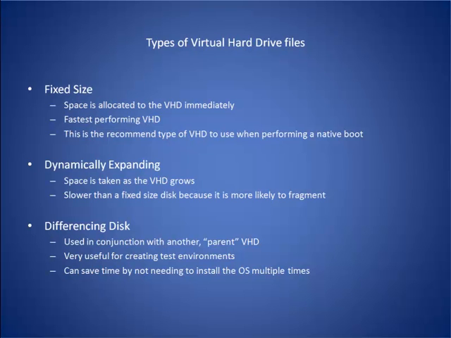Dynamically expanding. As the name states, this is a VHD that will expand as it needs more space. So you would give it a maximum size, say again 30 gigs, but it would actually only take the space as the data is put inside the VHD. So if you do a basic Windows 7 install that's roughly between 8 and 12 gigs in size, that VHD will only have between 8 and 12 gigs until you start adding programs and putting more data into it, and it will grow and take the space as needed.